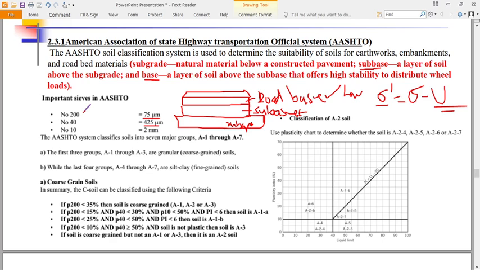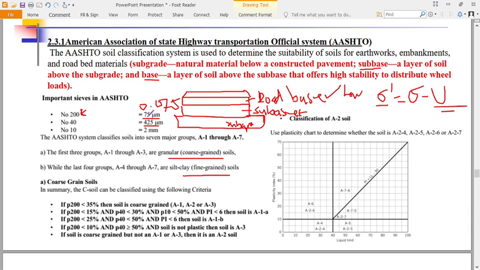So if we can use a table, normally this sieve helps us to differentiate whether a material is coarse grain or fine grain. If more than 35% passes this sieve number, then the material is fine grain material. If less than 35% passes sieve number 200, or 0.075 millimeter, or micrometer, then that soil is a coarse grained soil.